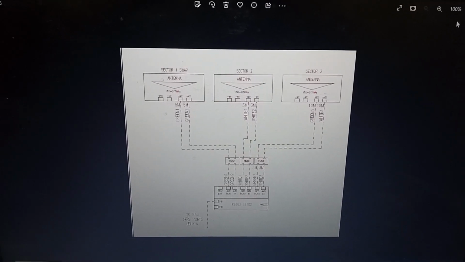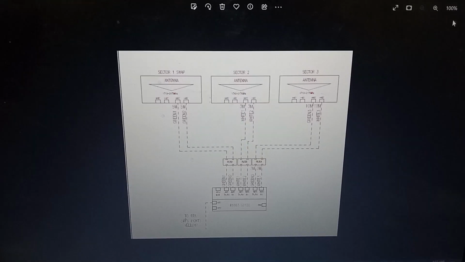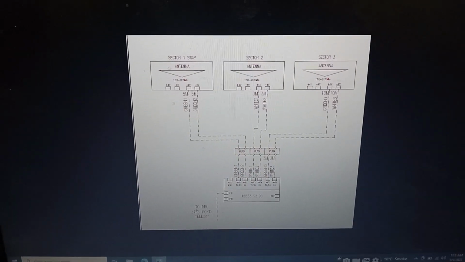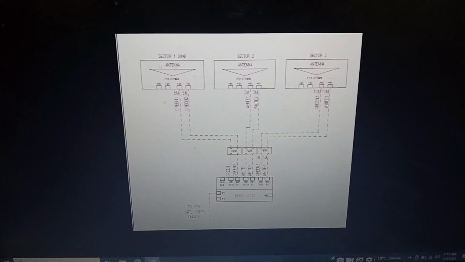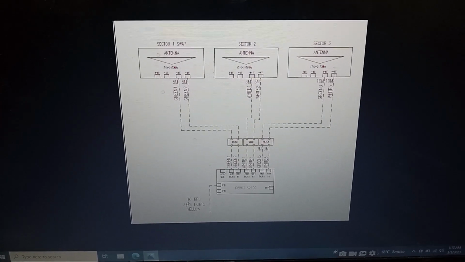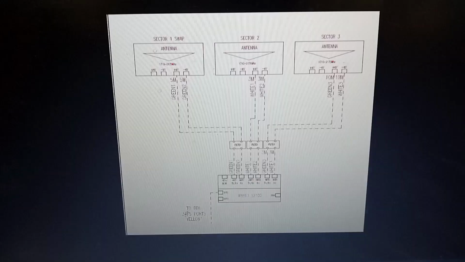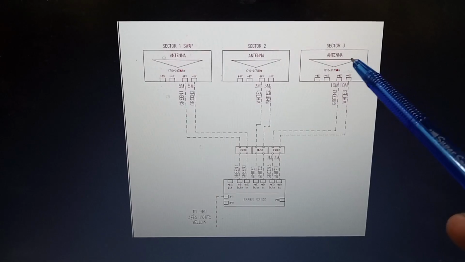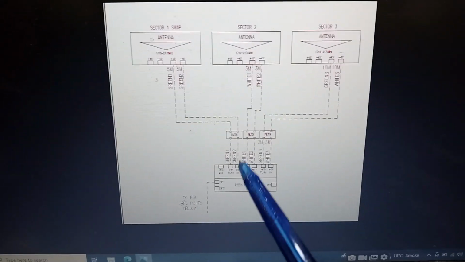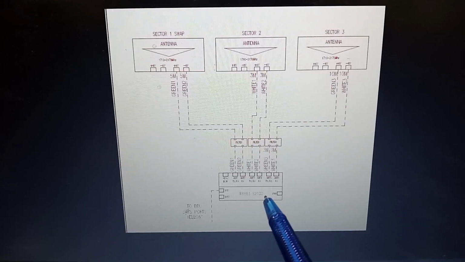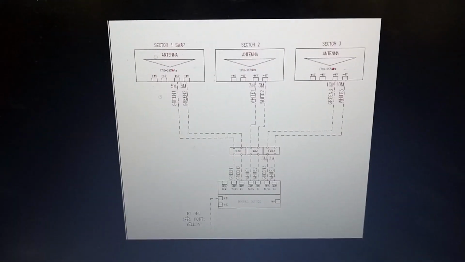So let's try to understand this connectivity. This is a simple form of layout through which we can understand how the antenna is connected with the help of filters, and filters are connected in the radio remote unit. This one is the layout for the antenna, and this one is the layout for the filters and 3G RRU.